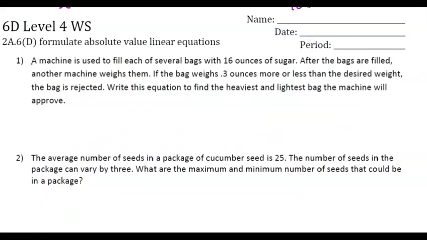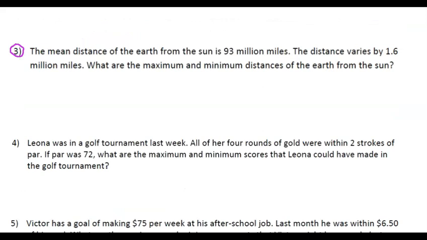Alright, let's look at the 60 Level 4 worksheet. Number 3. The mean distance of the Earth from the Sun is 93 million miles. The distance varies by 1.6 million miles. What are the maximum and minimum distances of the Earth from the Sun? The first thing you want to do is formulate your absolute value equation. So the mean distance is the midpoint. The distance varies would be your tolerance, your distance.